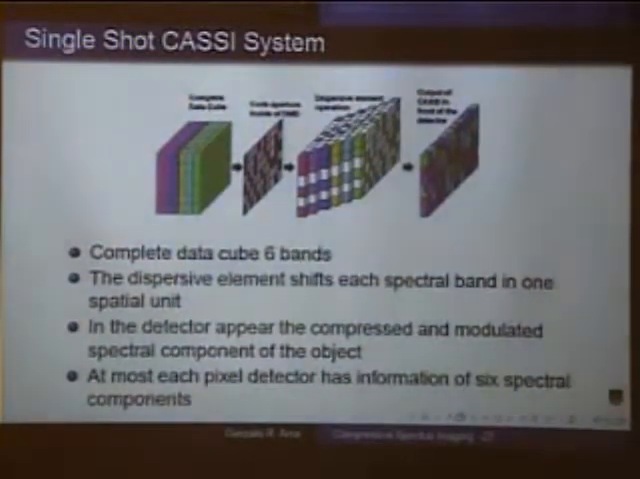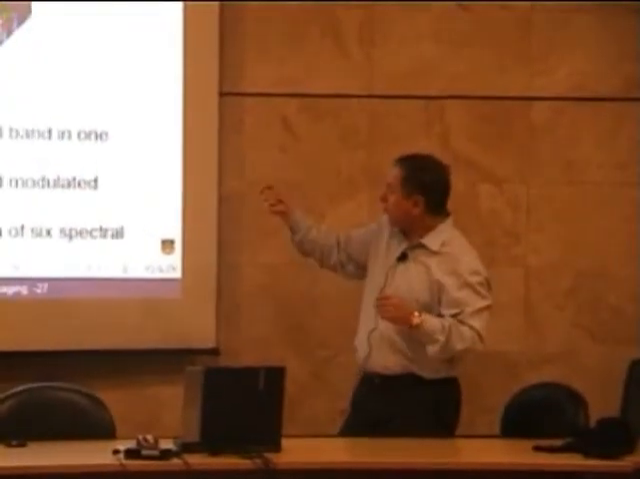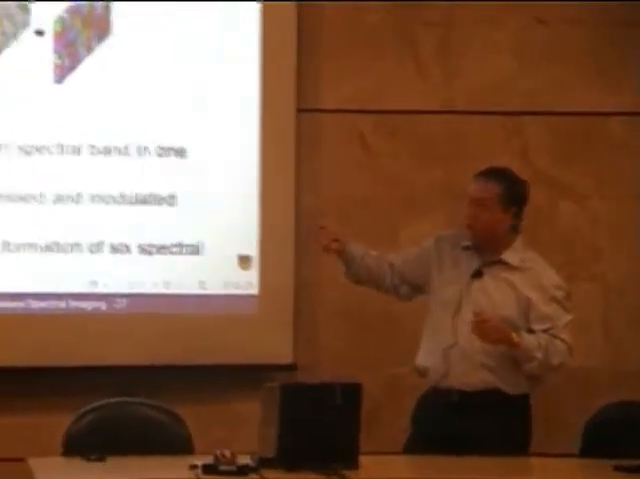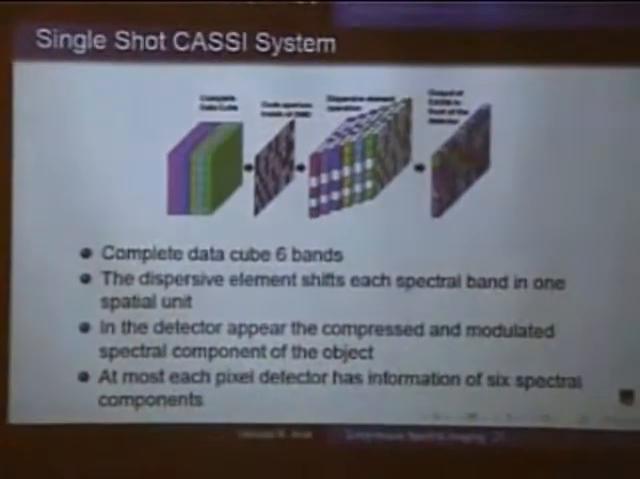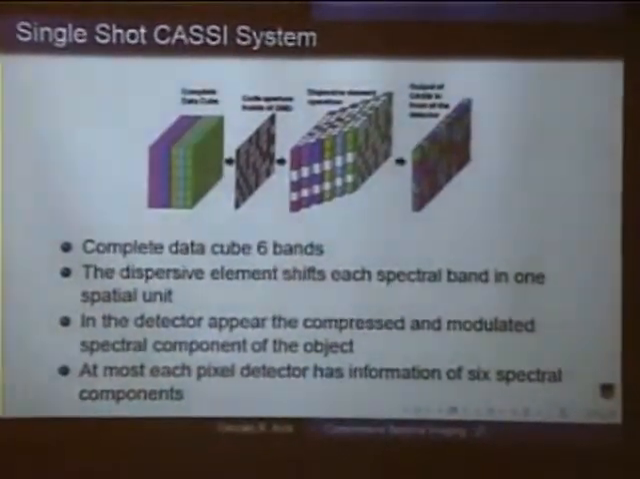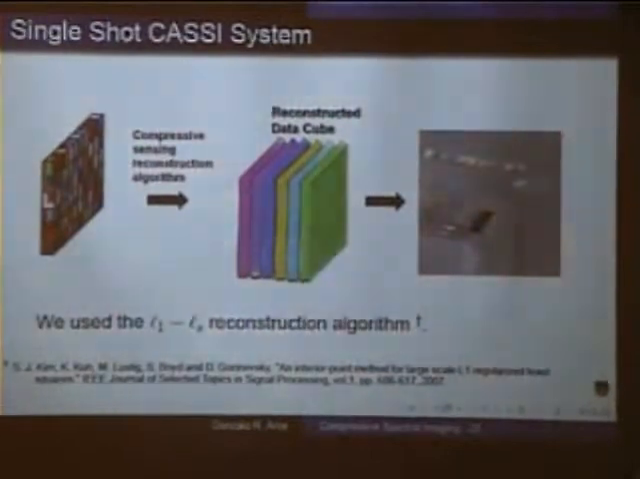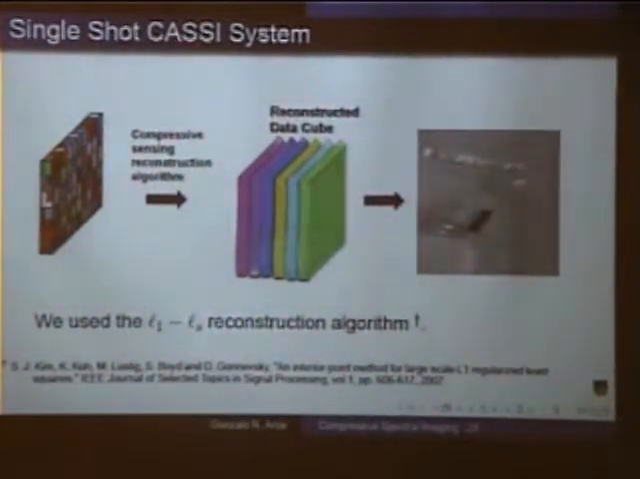So this is what happens. You have a full, complete data cube. It goes through the code aperture here, gets sheared by the prism, and then everything gets added up together. And that's your compressive measurement. Based on this, you're able to reconstruct the cube almost perfectly, and that's the real beauty of this system. That's an example of a reconstruction algorithm that we use, the L1LS algorithm.